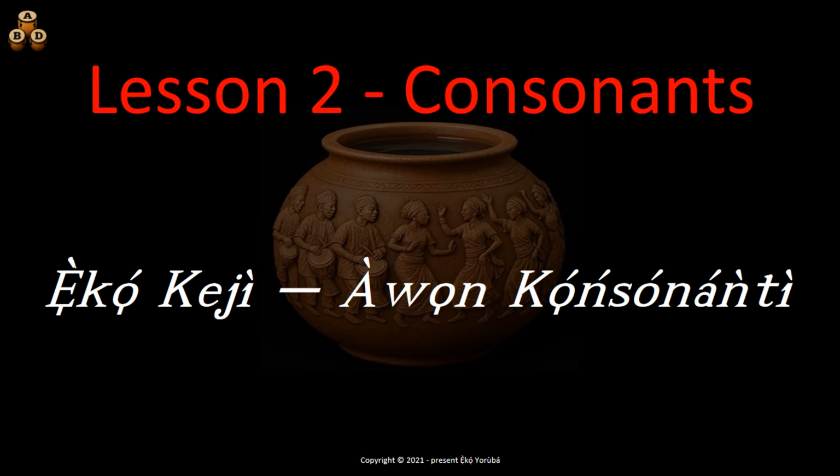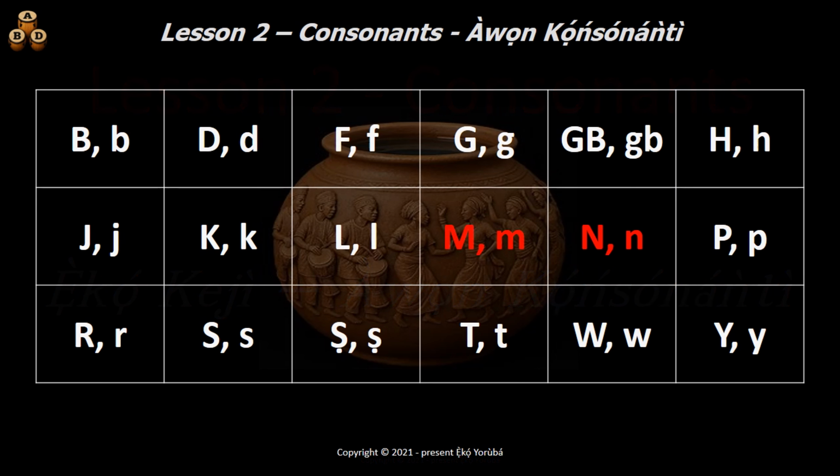Lesson 2. Consonants. Ẹ̀kọ́ kejì, àwọn kọ́nsọ́náǹtì. Yoruba alphabet consists of consonants and vowels. Consonants are letters that are used in combination with vowels to form words, which are combined to form phrases and sentences. They are meaningless by themselves, except the letters M and N, both of which can bear tone marks and sit by themselves as syllables amidst a word.